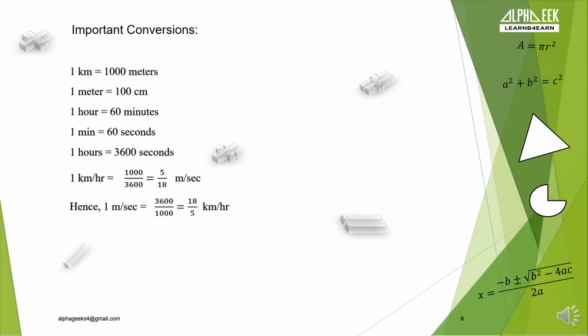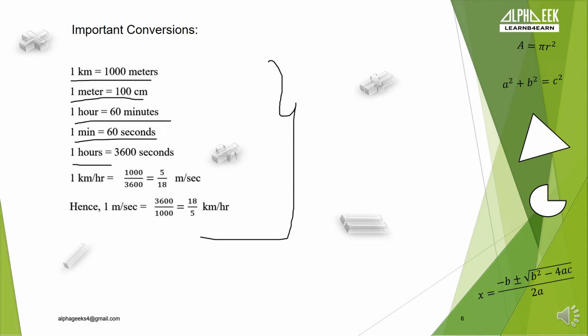Okay, before coming to our next example, there are some important conversions. Always remember these conversions. These conversions are very important while solving the numericals. Like 1 kilometer is equal to 1000 meters, 1 meter is equal to 100 centimeters, 1 hour is 60 minutes, 1 minute is 60 seconds, 1 hour is 3600 seconds.